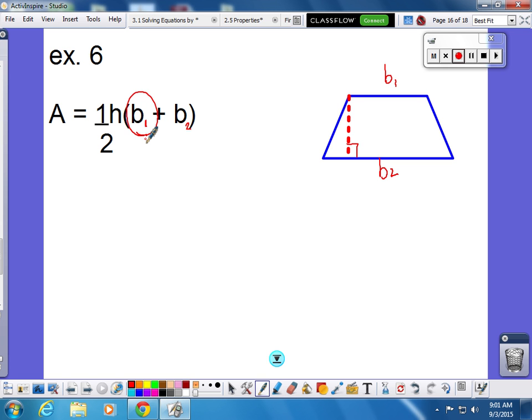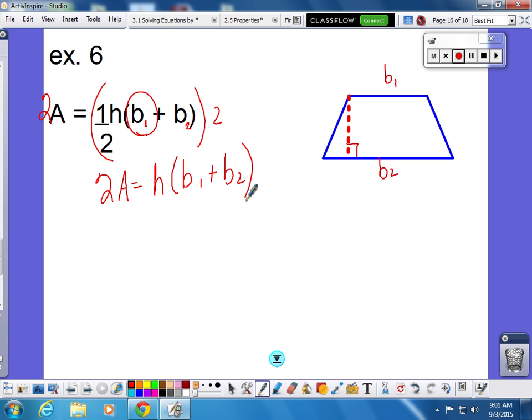What would you be tempted to do? What should we do? Multiply by 2. Clear that fraction. 2A is equal to h times base 1 plus base 2. Now, I'm looking for this. Treat everything else like it's a number. We could do the distributive property, or we could simply divide by h.